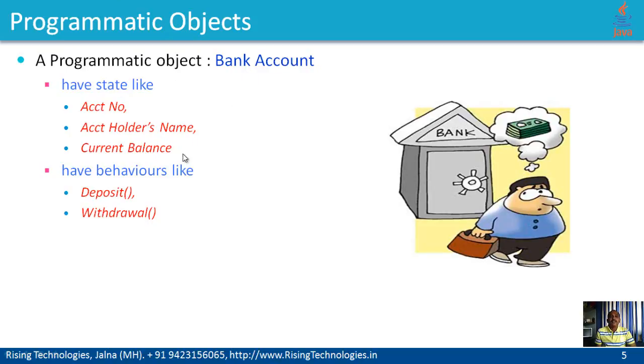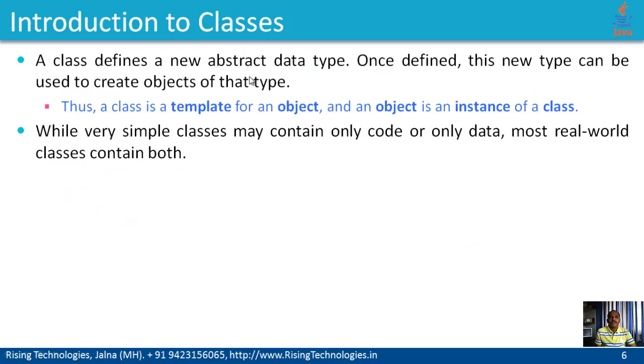I don't only have this state. Along with this state, that object should be capable of performing some operations on itself. So this object will have some kind of behavior like deposit and withdrawal. This behavior or function is going to deposit some amount within this bank account. Another behavior is withdrawal. This behavior can be used to withdraw some amount from the particular bank account.